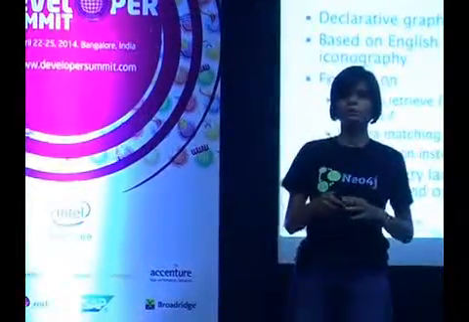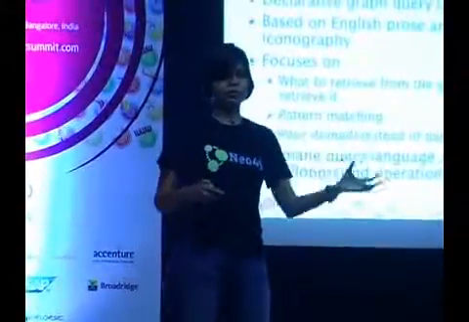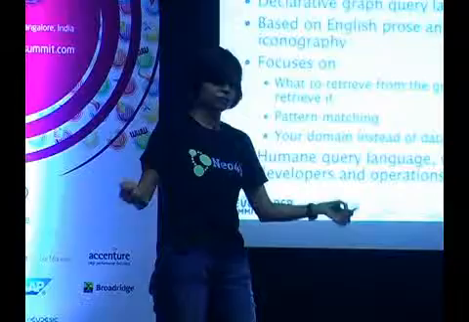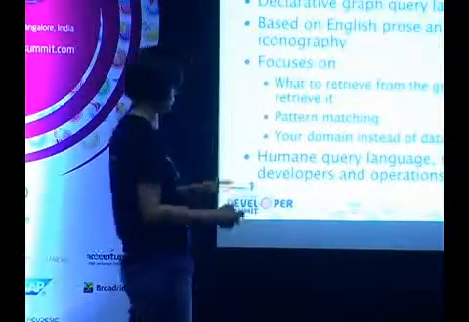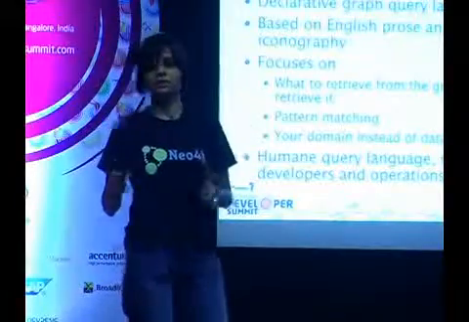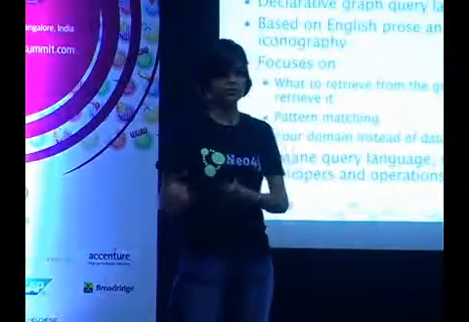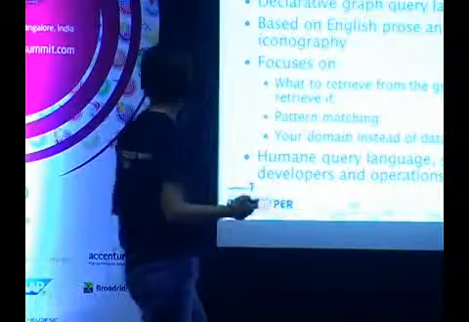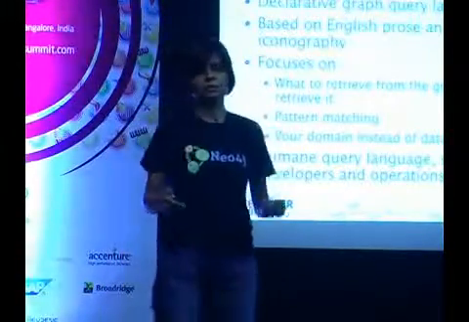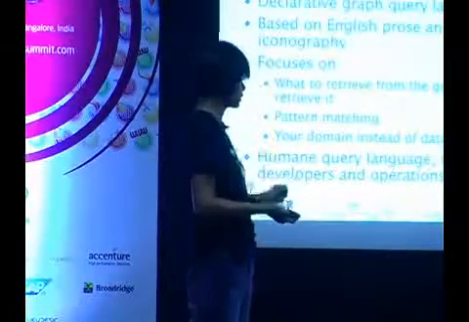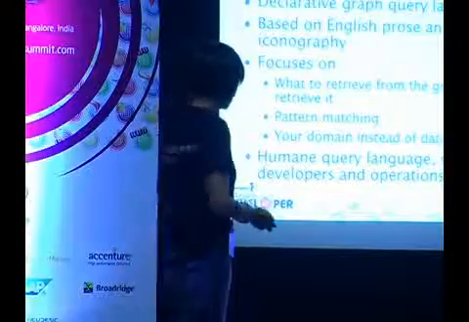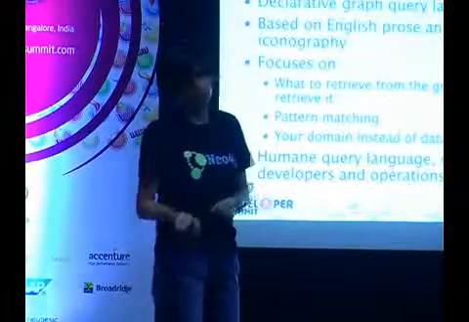So you don't really have to specify, go from node A to node B via this relation, and then do a breadth first and a depth first and all those things. You don't have to specify that. You basically tell it, this is the pattern that I'm looking for, and Cypher will go off and match that pattern. What you're focused on is your domain rather than the internals of database access. You're completely shielded from that. And it's a query language that's suitable for developers as well as ops professionals.